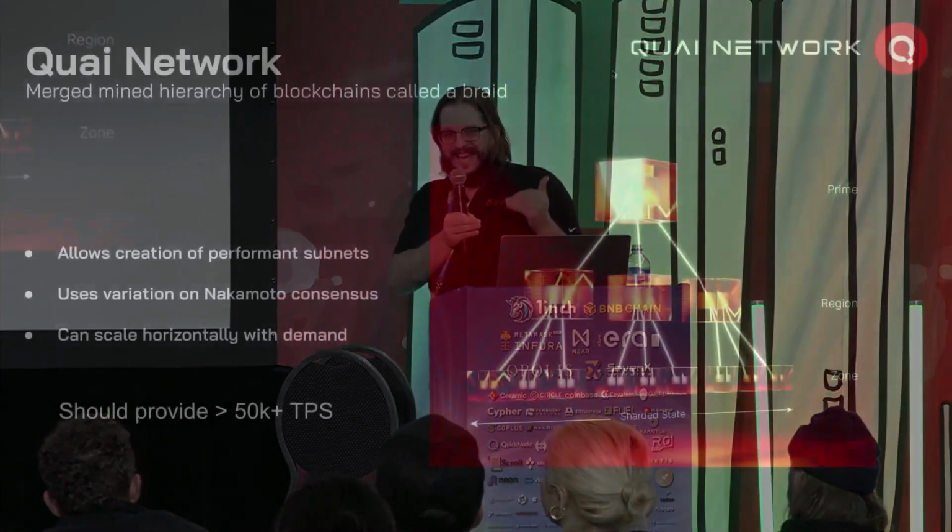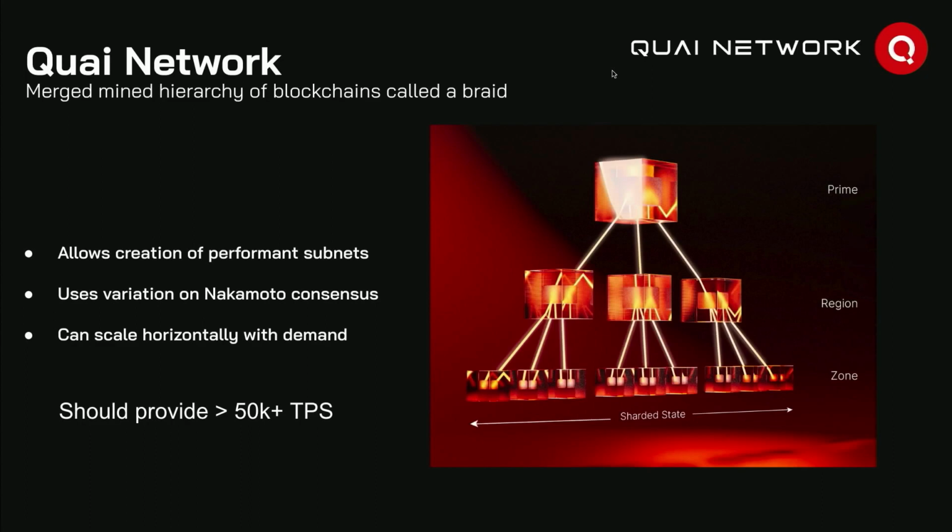So what exactly is Qui Network? Qui Network is a hierarchy of merge mined blockchains. So if you want to think of that prime blockchain as your base layer, we then have subordinate chains which run independently and asynchronously, but periodically get referenced back into the base chain through the process of merge mining. What merge mining does here is it creates a hash link which is valid in multiple contexts.